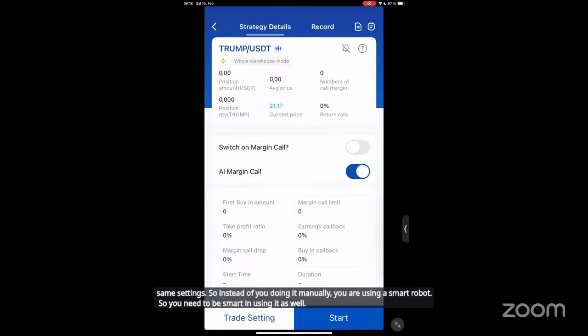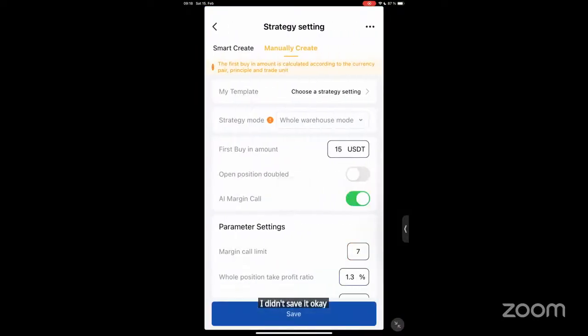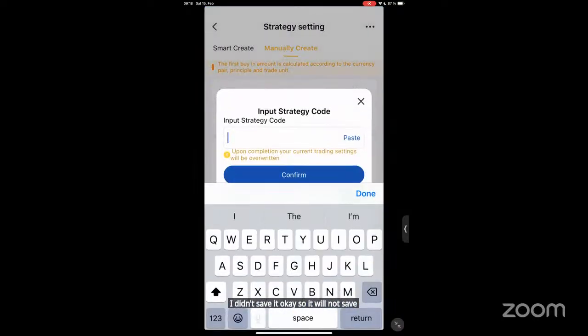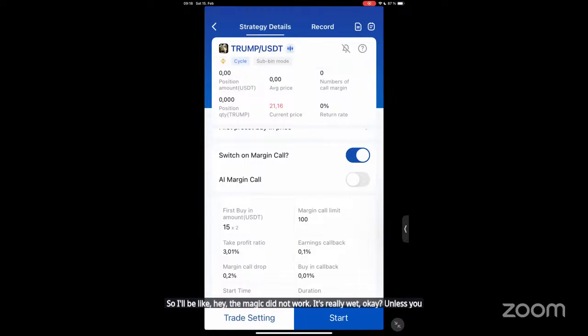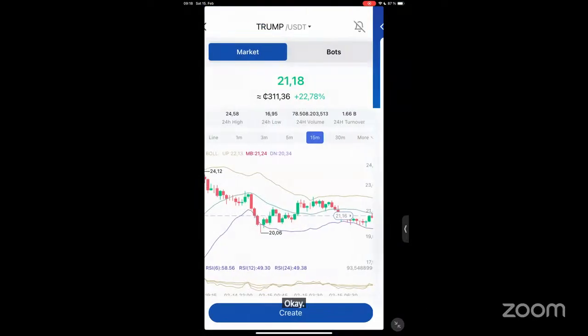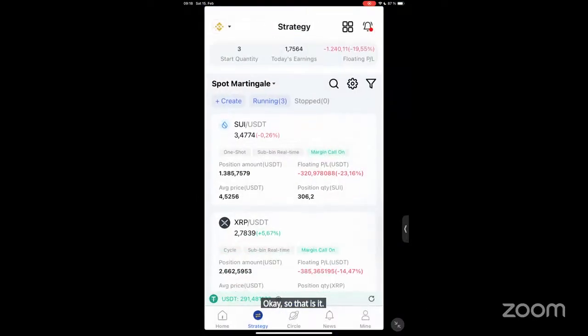I didn't save it. Okay, so it will not save. So I'll be like, hey, the magic did not work. It really worked. Unless you save it, it will not work. Okay, so that is it. That is something to teach you.